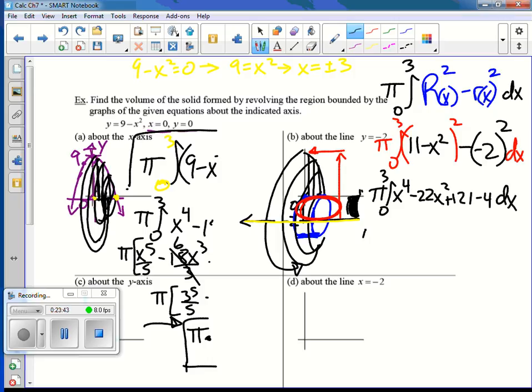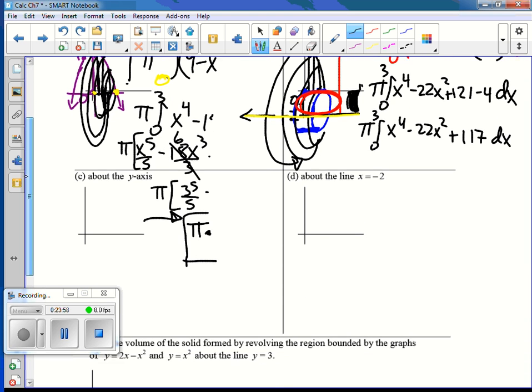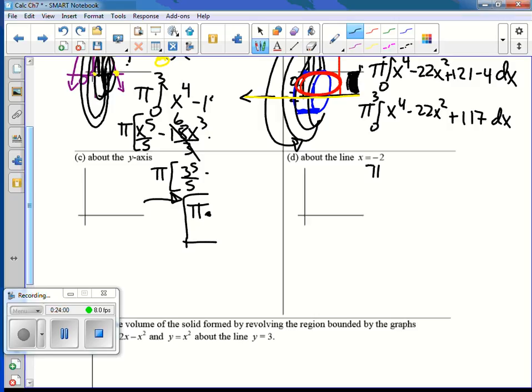And so this is going to be just pi, 0 to 3, x to the 4th minus 22x squared plus 121 minus 4, which is going to give us 117. And then we integrate. So this will be pi, the integral. Actually, you know what? Yeah, let's integrate. So this will be pi brackets.